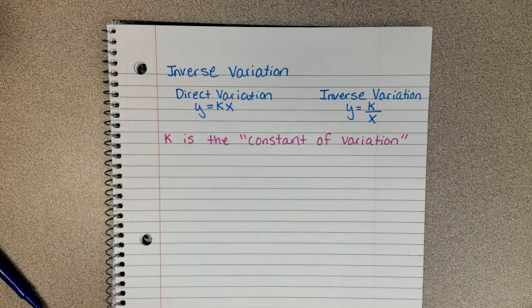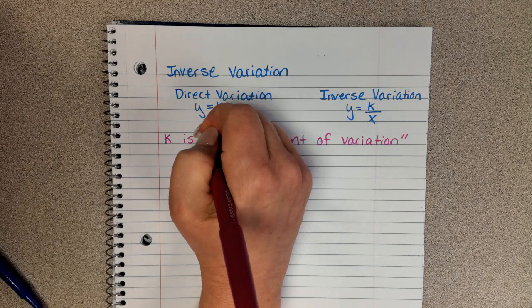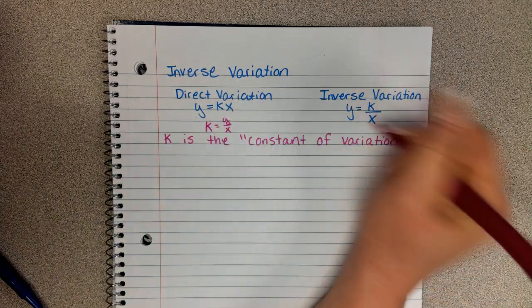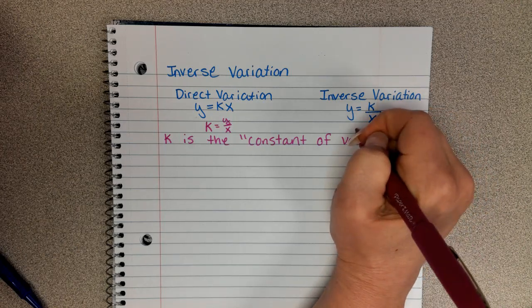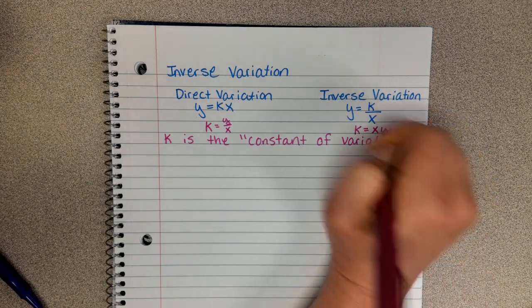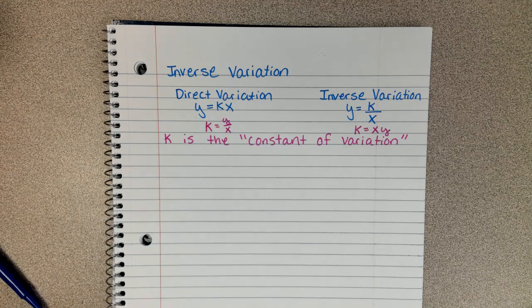Now, in direct variation, to find the k, you would do y divided by x. In inverse variation, to find the k, you would do x times y. So that's how you would find the k values for those.